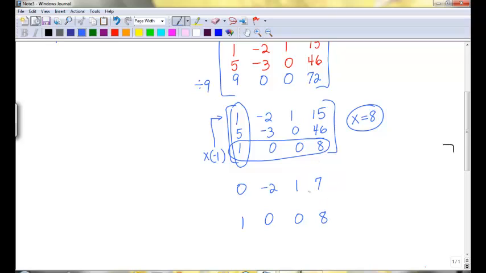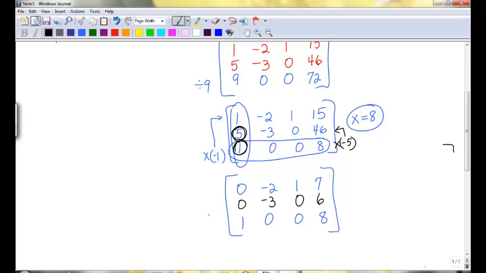You agree? Okay. Now, you can do the same thing in that row. What can I multiply this by and add it to this? Negative 5, right? And add it to this. So 1 times negative 5 would be negative 5 plus 5 would be 0. 0 times negative 5 would be 0. And that's going to stay a negative 3. This is going to stay 0. 8 times negative 5, negative 40 plus 46, 6.